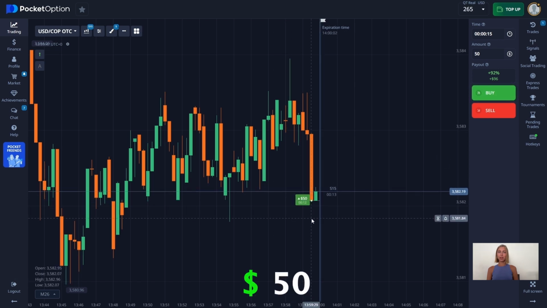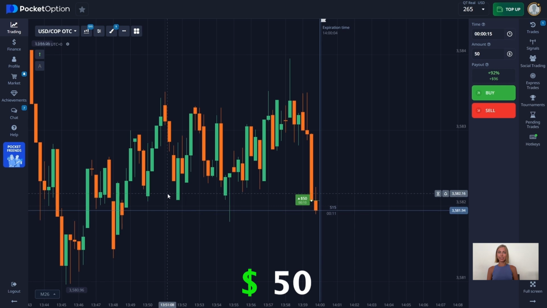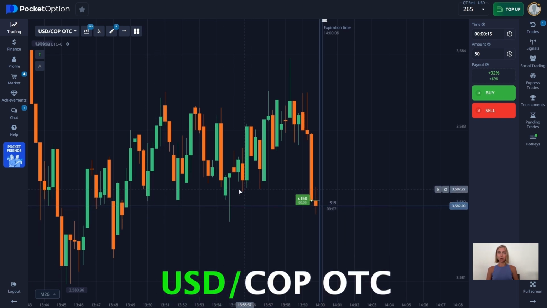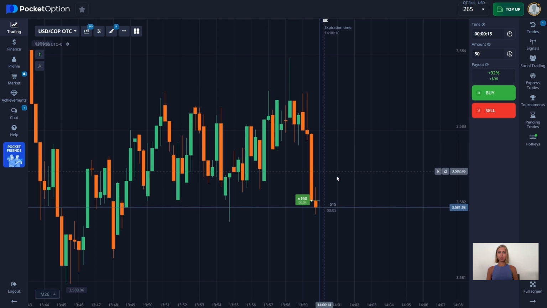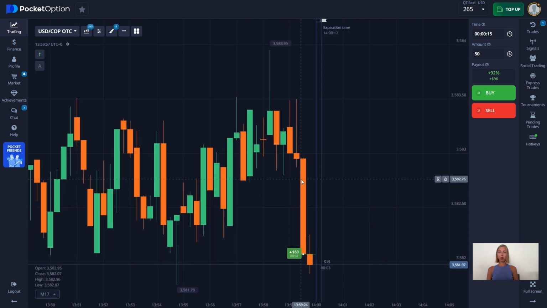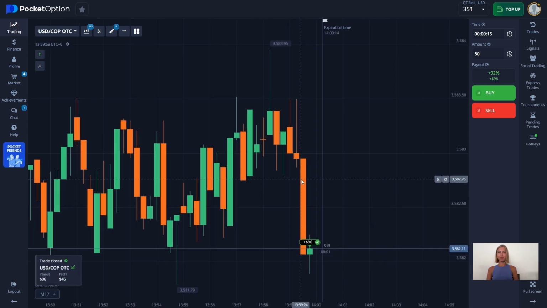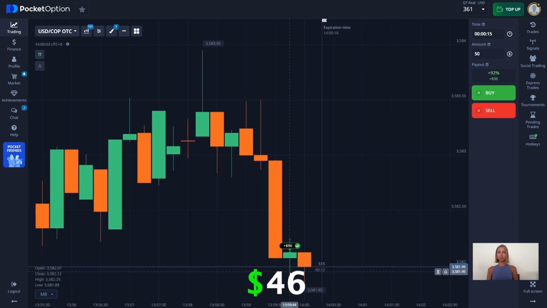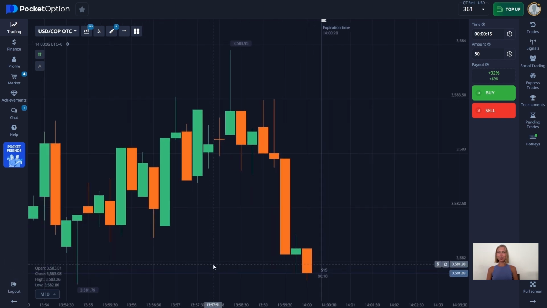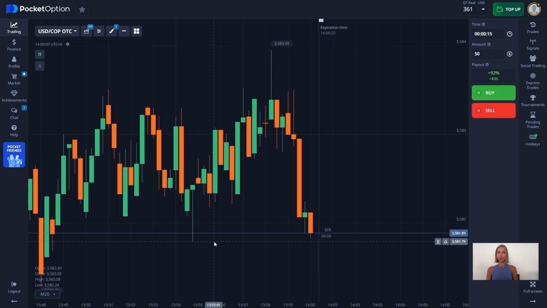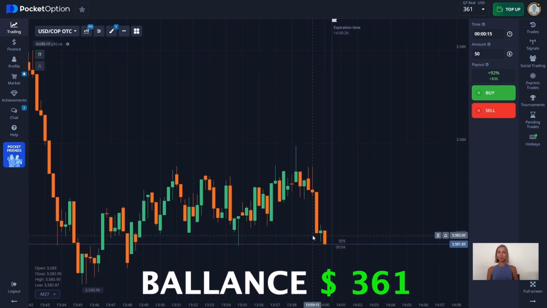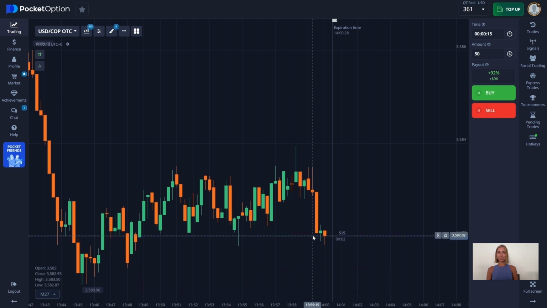So I opened a trade for 15 seconds. I saw a sharp and massive approach to the support level located in this area. The sharp approach was accompanied by one very sharp candle. The trade closed in profit. There wasn't a big movement, but profit is profit, so the situation was successfully worked out. As you can see, my balance is $361, and I think that's an excellent result.